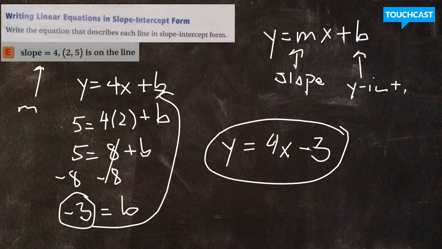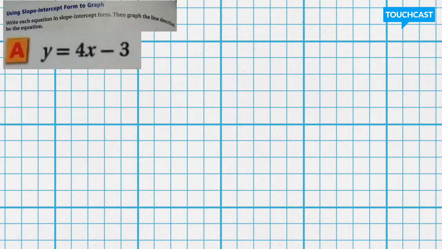So let's move on to our next part. We're going to use slope-intercept form to graph. We have to write each equation in slope-intercept form and then graph the line described by the equation. So if we're given the line y equals 4x minus 3, before we can move on to any steps, we need to first identify important parts, our slope and our y-intercept.